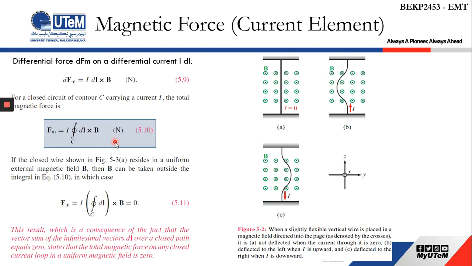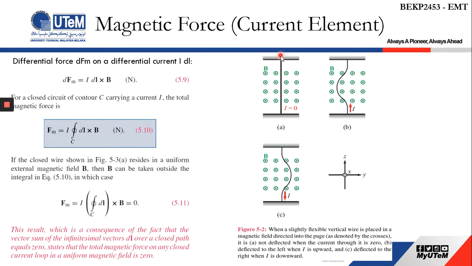In the case where B is constant, in the sense that it resides externally, we can take B outside of the integral, and we find that the magnetic force is equal to 0. Basically, it states that the total magnetic force on any closed current loop in a uniform magnetic field is always 0.